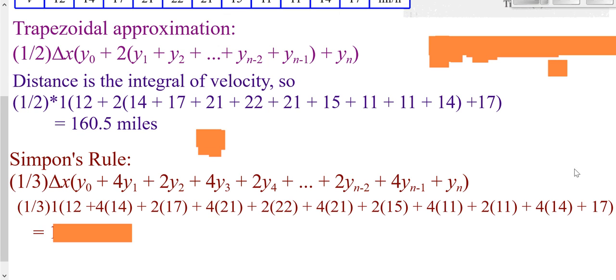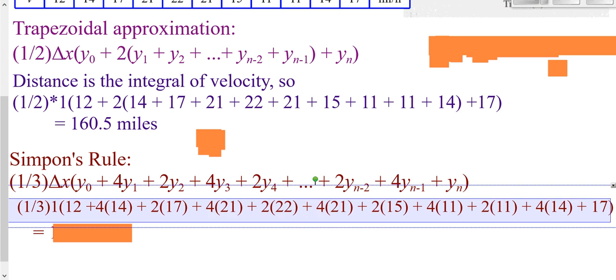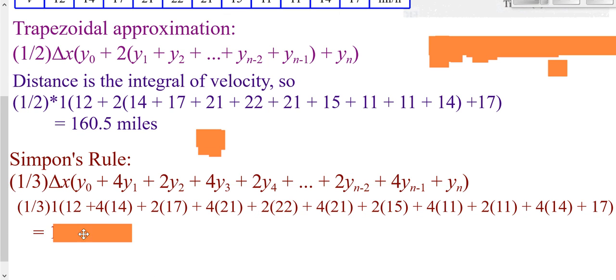So then I would go ahead and type this all in one line, and in that case you would get 161 miles. Both of these would be a good numeric approximation.